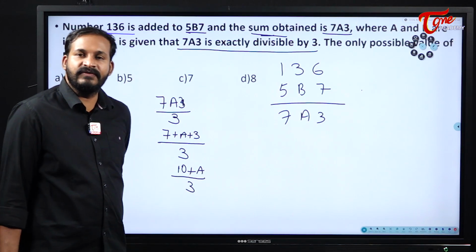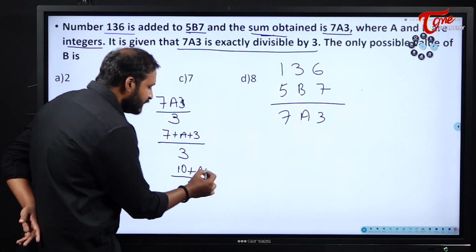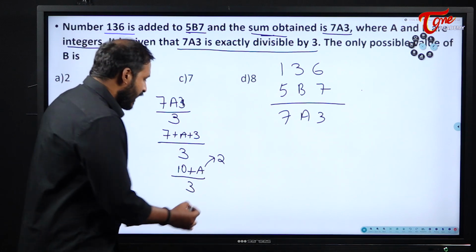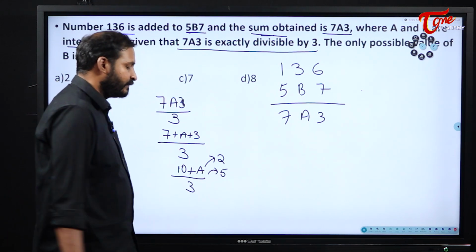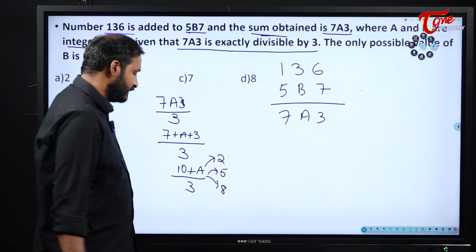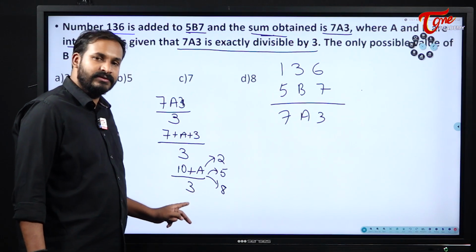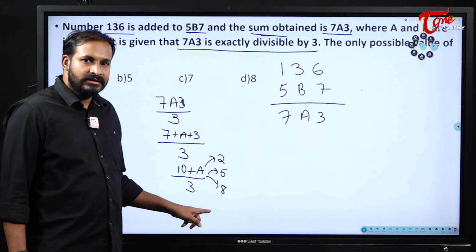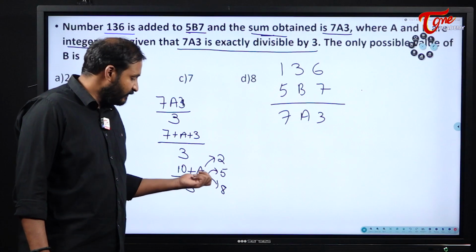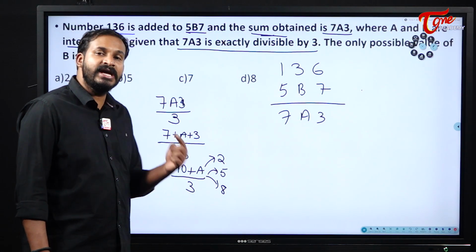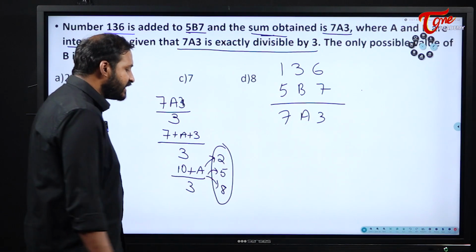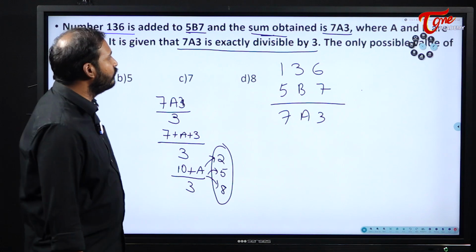Now 10 plus a, in place of a, what values can I take here, students? In place of a, I can take 2, so that 10 plus 2 is 12, which is divisible by 3. Similarly, I can take 5, 10 plus 5 is 15, divisible by 3. Next, I can take 8, and 10 plus 8 is 18, divisible by 3. I cannot take 11, the next multiple, because it will become a 2-digit number, but a should be a single digit. So the possible values of a are 2, 5 and 8.